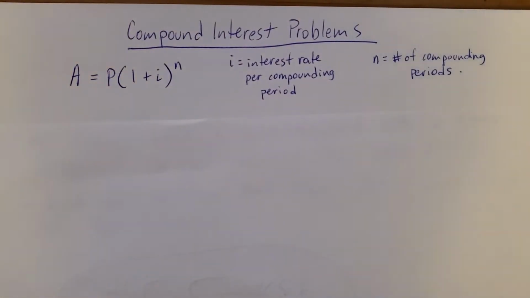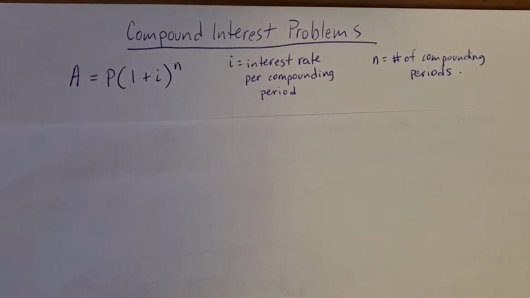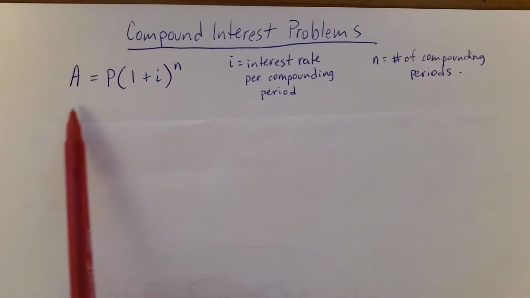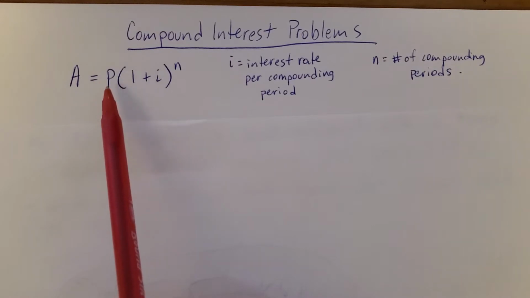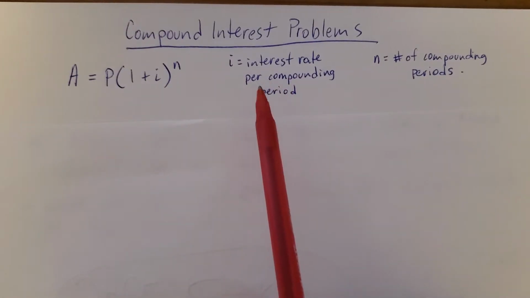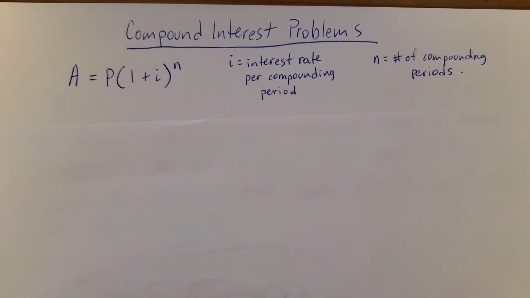All right, today we're going to apply what we looked at yesterday with I and N. So I'm just reminding you of the key ideas here. The equation for the current amount in a bank account paying compound interest looks like this. P is the principal, that's the starting amount. I is the interest rate per compounding period, and N is the number of compounding periods.